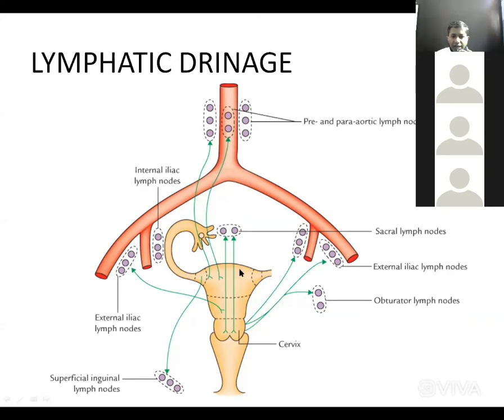For the lymphatics, we are dividing the uterus into three parts: the upper part of the uterus, the lower part of the uterus, and the cervix. The upper part drains into the pre- and para-aortic nodes. The lower part drains into the external iliac group of nodes. The cervix drains into the external iliac, internal iliac, and obturator nodes. So that is about the lymphatic drainage.